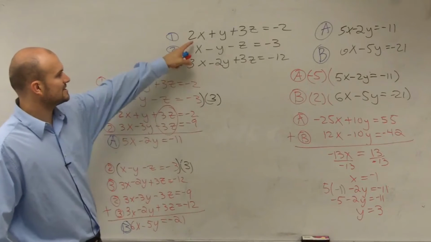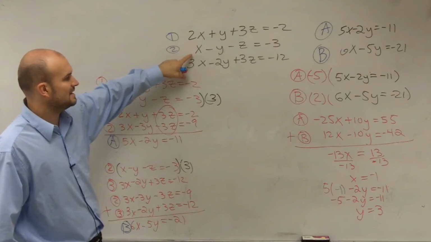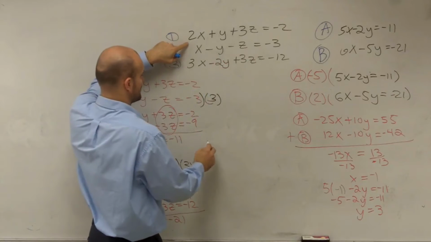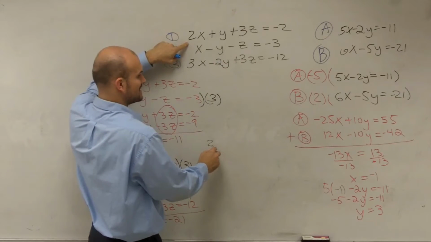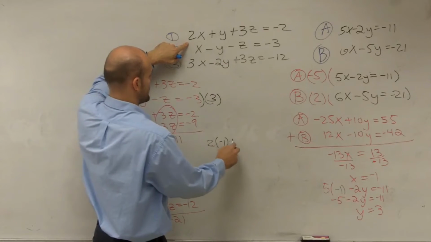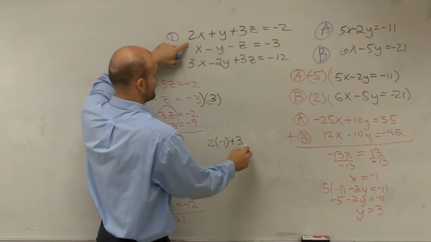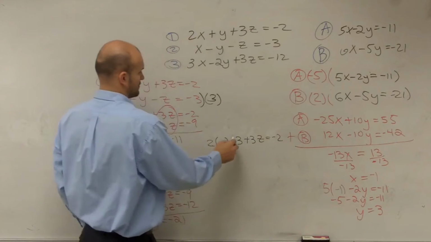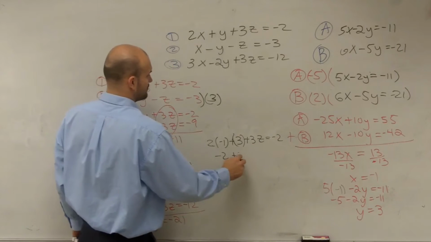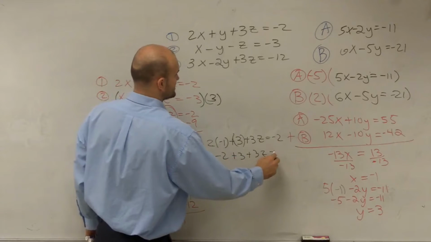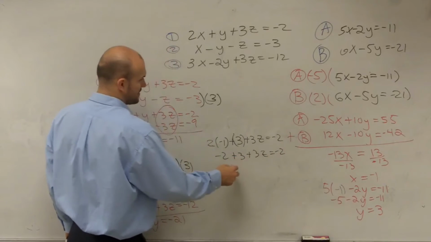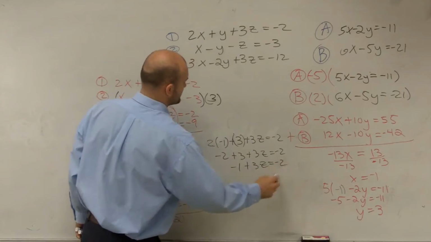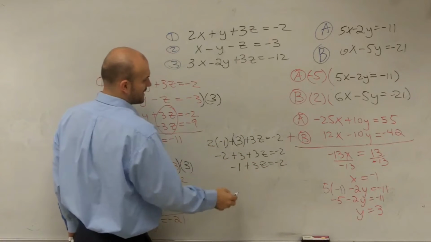And then so the last one, we just need to solve for z. So what I'll do is, it doesn't matter, again, which equation you guys pick. But I know what x is, which is negative 1, plus y, which is 3, plus 3z equals negative 2. So you get negative 1 plus 3 plus 3z equals negative 2.